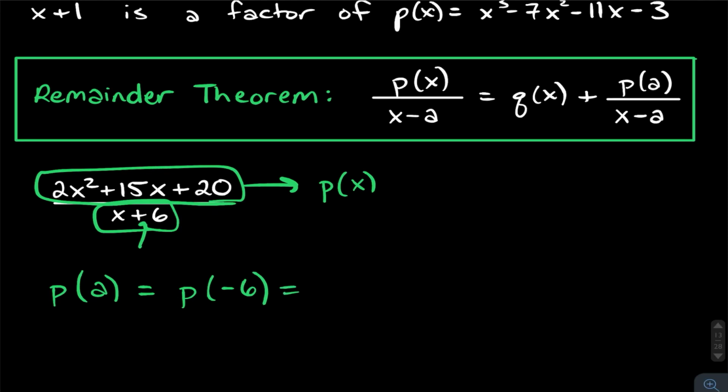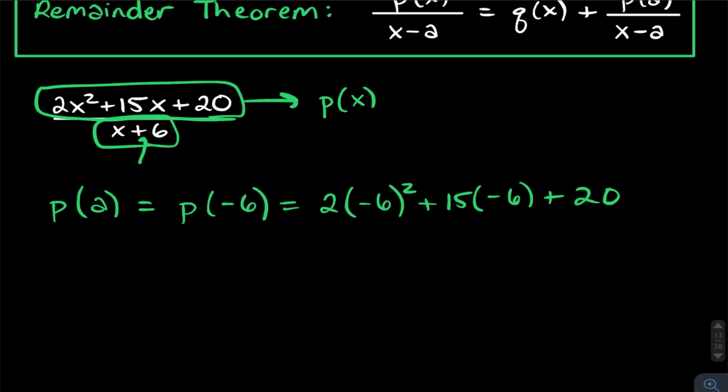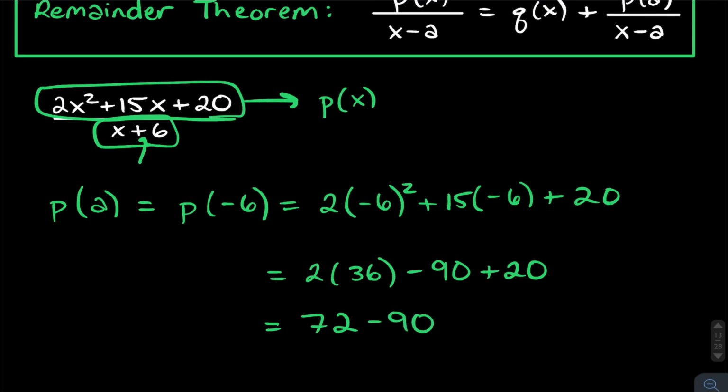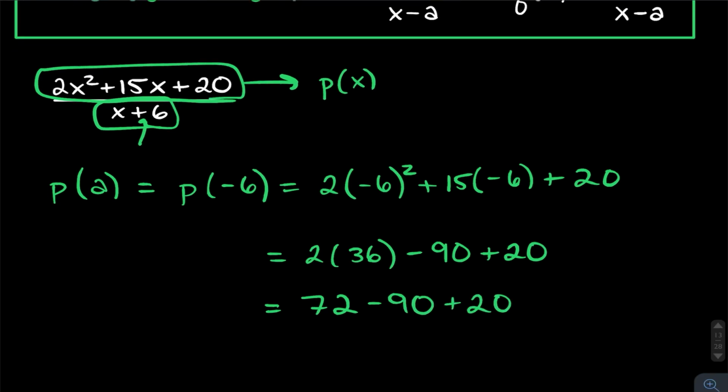Okay? And negative 6, when we plug that in, we get 2 times negative 6 squared plus 15 times negative 6 plus 20. And then that equals 2 times 36 plus, actually it'll be minus 15 times 6. Well, we know that 15 times 4 is 60, and so 15 times 6 is 90. And then we get plus 20. And then this becomes 72 minus 90 plus 20, and that gives us 2.